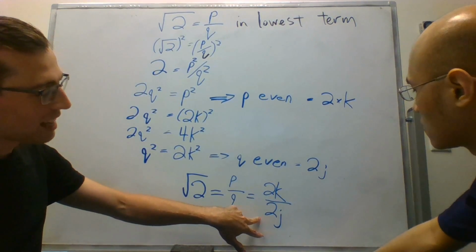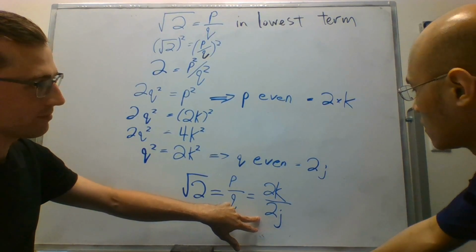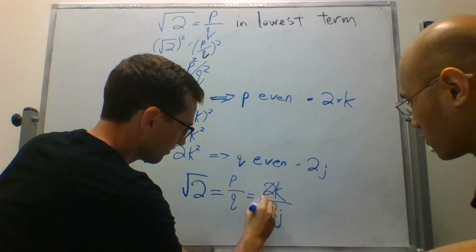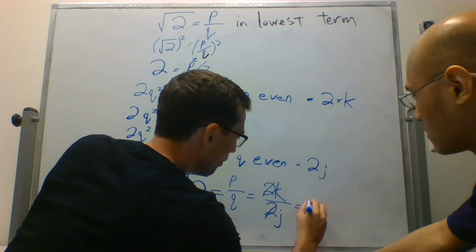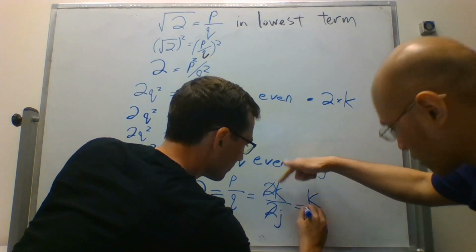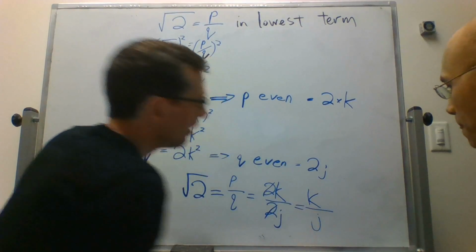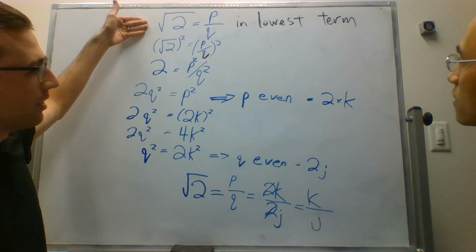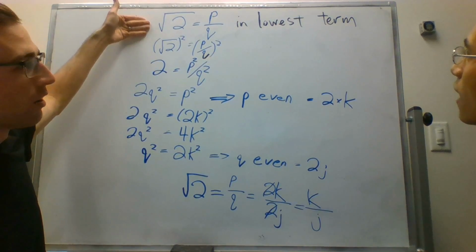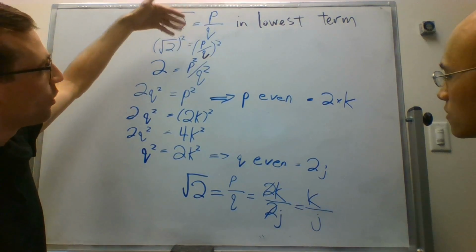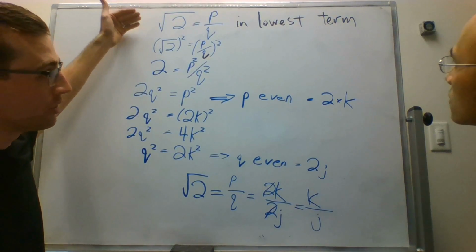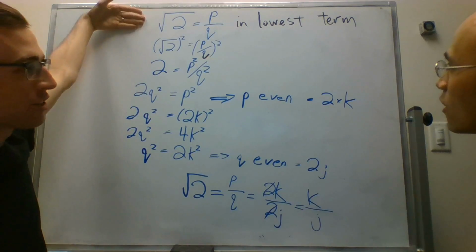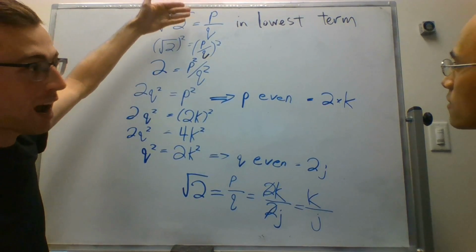When you look at that, does that look like it's in lowest terms? No, because you can divide by 2 to get k over j. Exactly. So obviously, you can divide 2 on top and bottom. So we go back to here and say, wait a sec, this must have been wrong. There is no representation p over q, where p and q are integers, in lowest terms. Therefore, square root of 2 is not rational. We can't describe it using fractions like this.